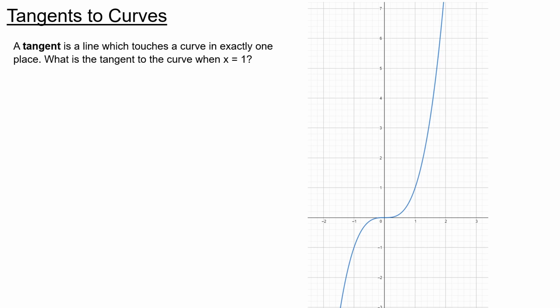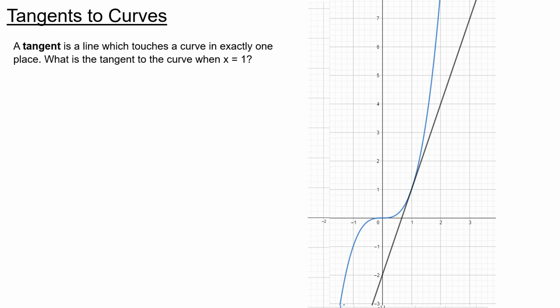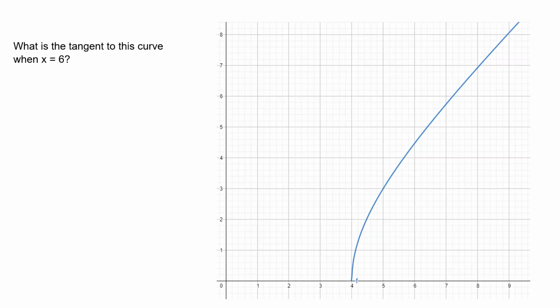Looking at this curve, the tangent to the curve when x equals 1 will look like this. As you can see, it is a straight line which touches the curve when x equals 1 and carries on. Looking at this curve, the tangent to the curve when x equals 6 will look like this.